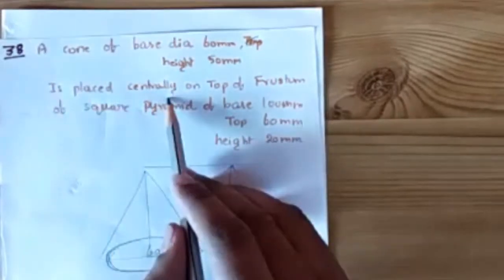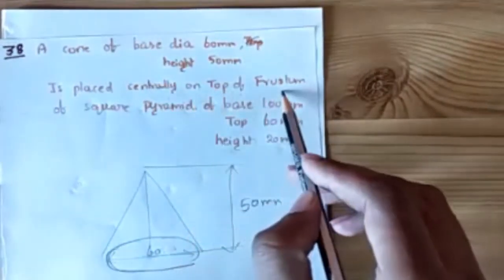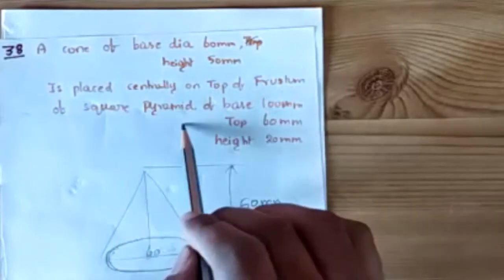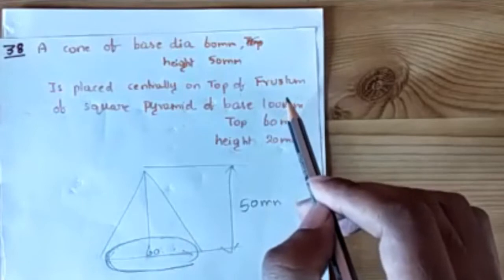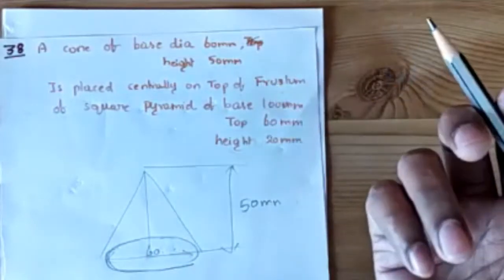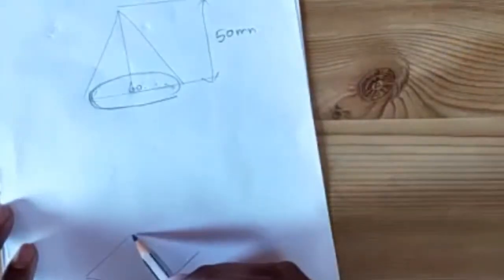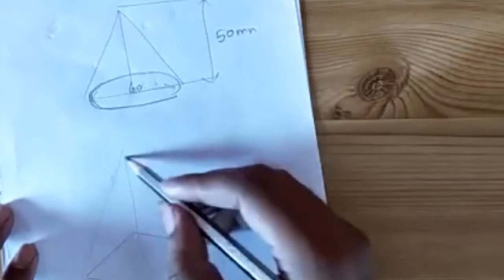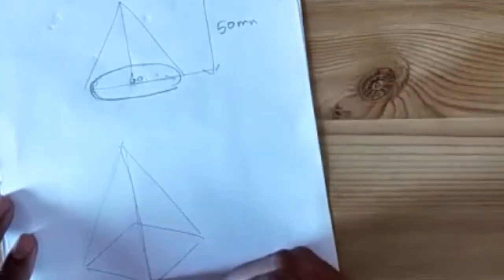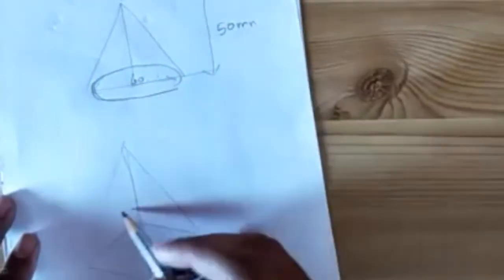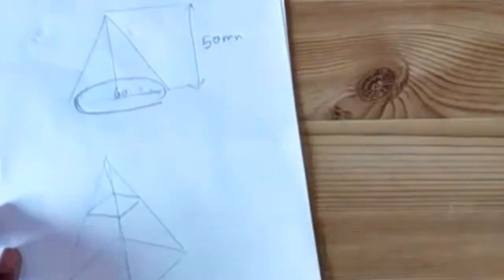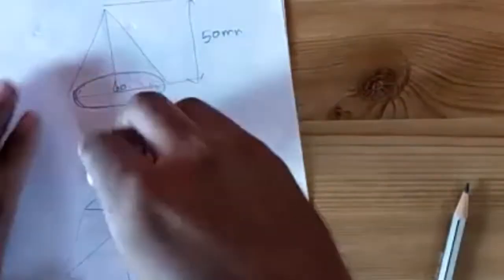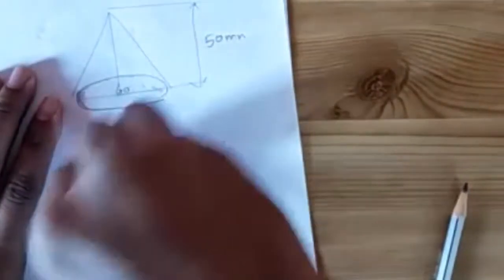It is placed centrally on top of a frustum of a square pyramid. I told you what the meaning of frustum is. We had solved two to three problems on the frustum of square pyramid, frustum of pentagon, and frustum of hexagon pyramids. So we have a pyramid like this. This is a square pyramid. He has told it is a frustum of a square pyramid. That means this square pyramid is cut at some particular height. This is the frustum of a square pyramid. This top portion won't be there. On this, he has placed this cone.